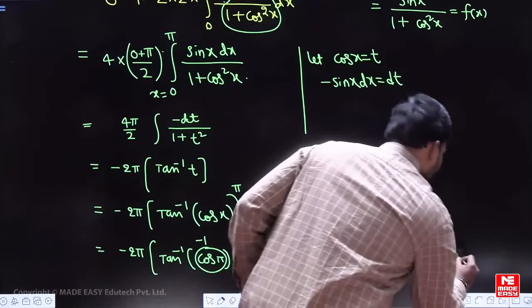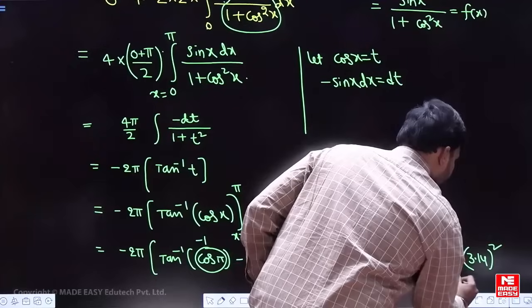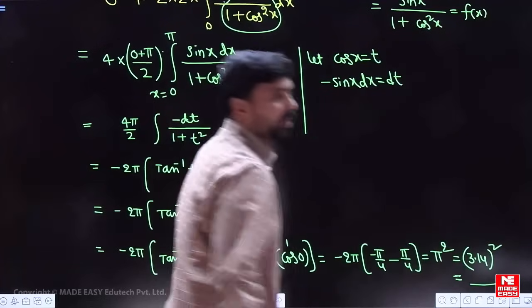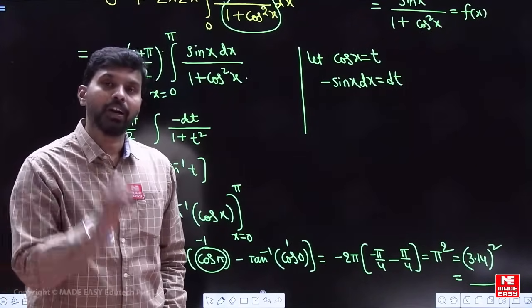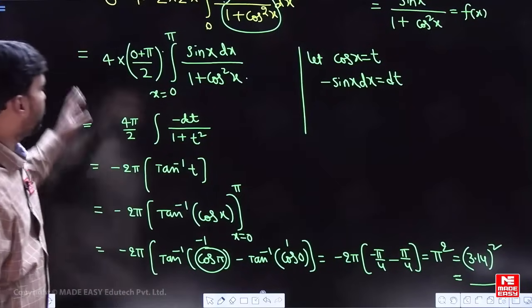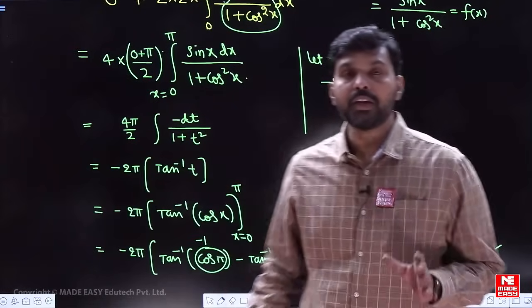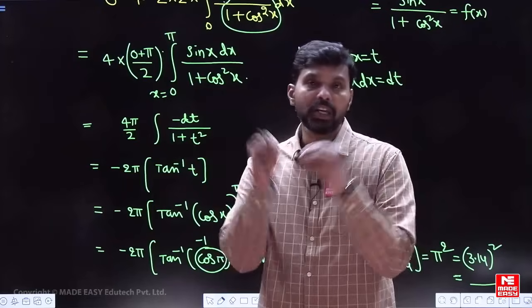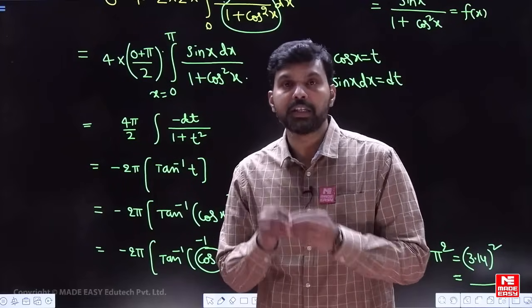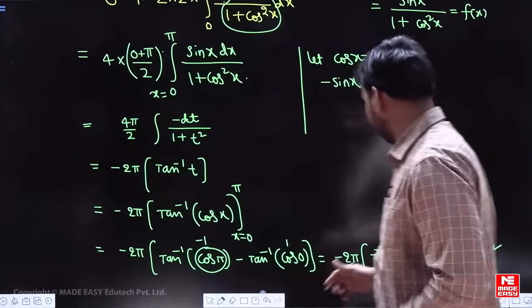So now you can calculate this. It is 3.14 whole square, its value will be something. You can multiply and give the value exactly up to 2 or 3 decimals. So this is how we are doing this question. This is a very good question, because here we are applying so many properties to find the answer. So definitely it's a very good question.